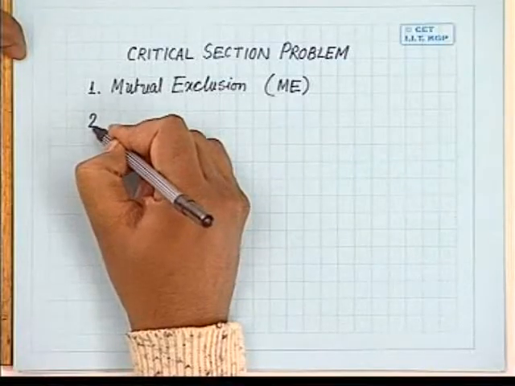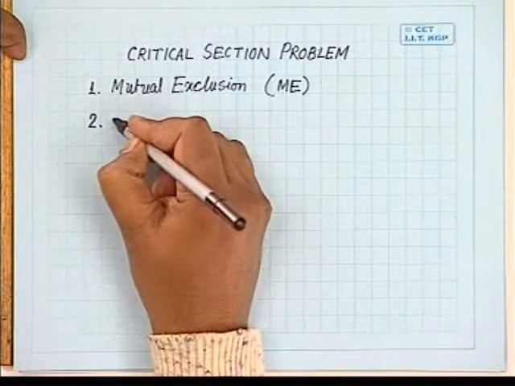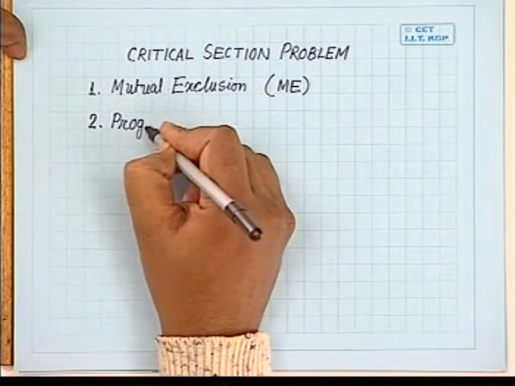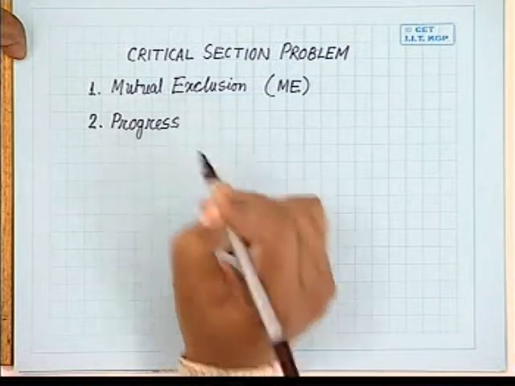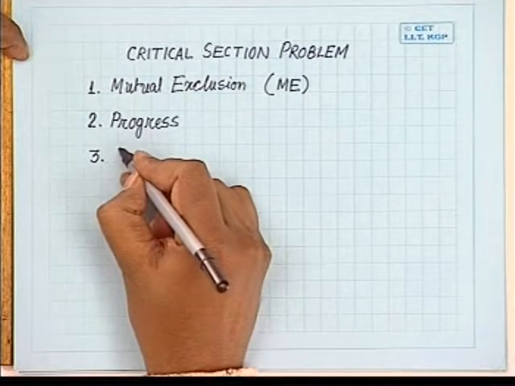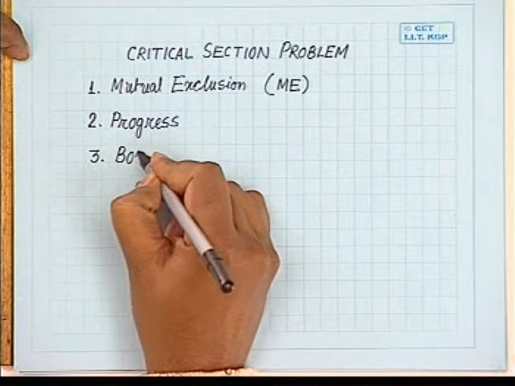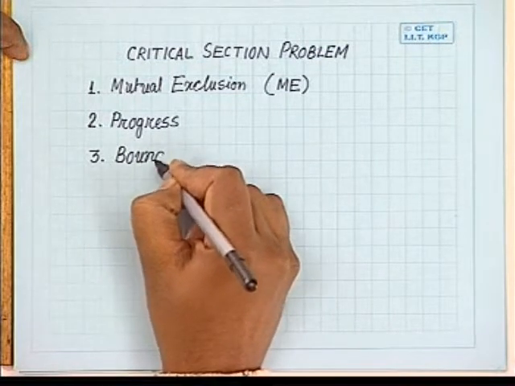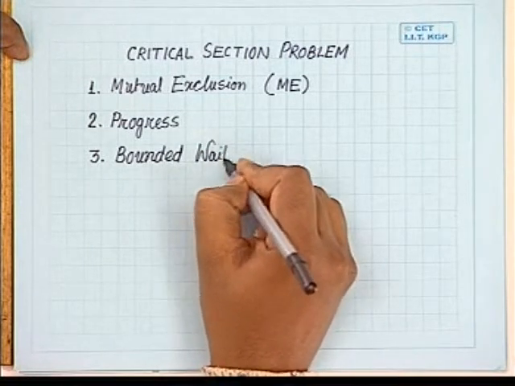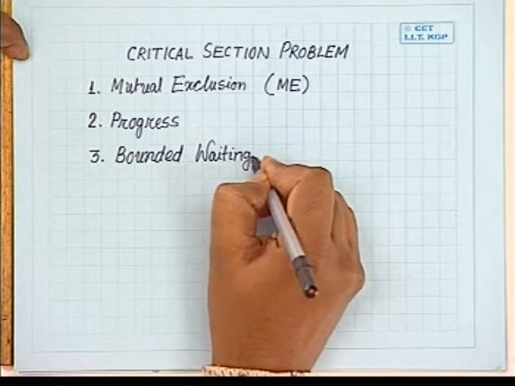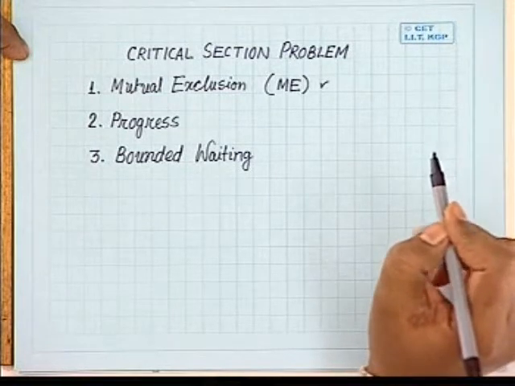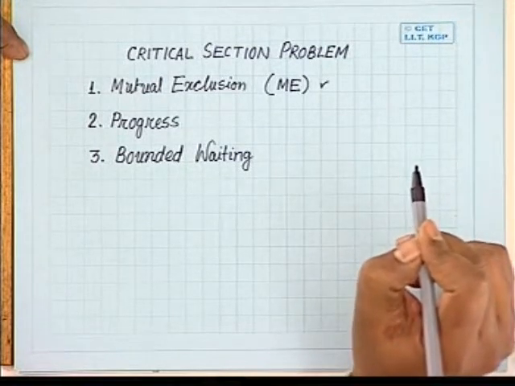The second requirement of the critical section problem is what is called progress. Okay. And the third requirement of any critical section problem is called bounded waiting. So mutual exclusion is clear: only one process should be given access to the critical section at a time.